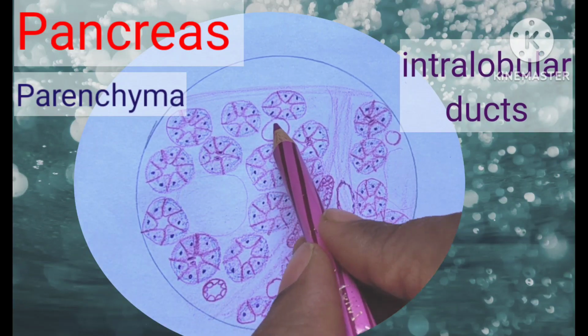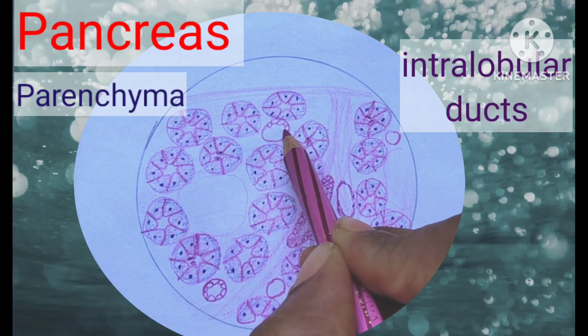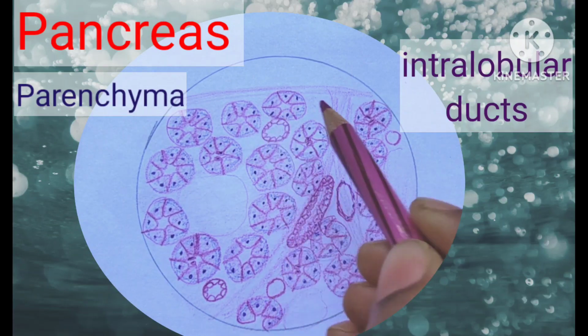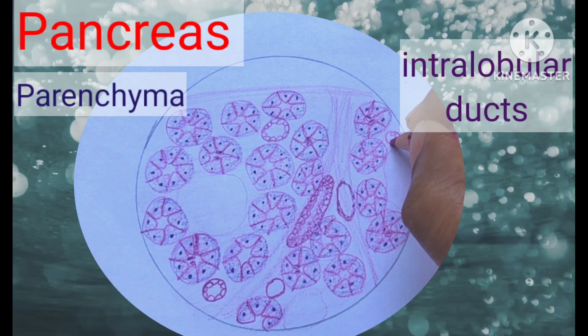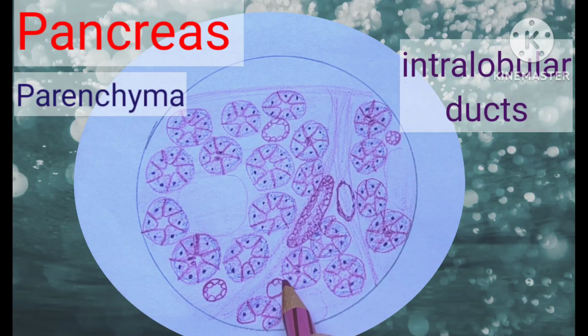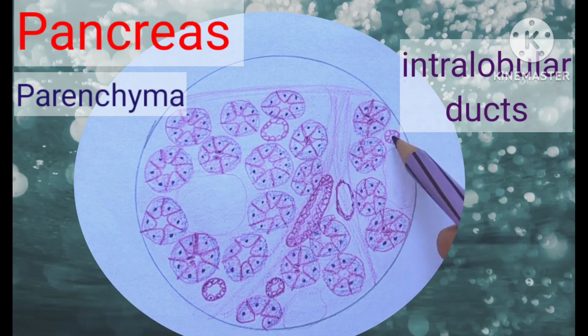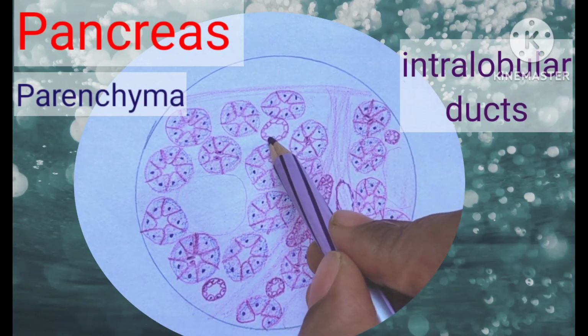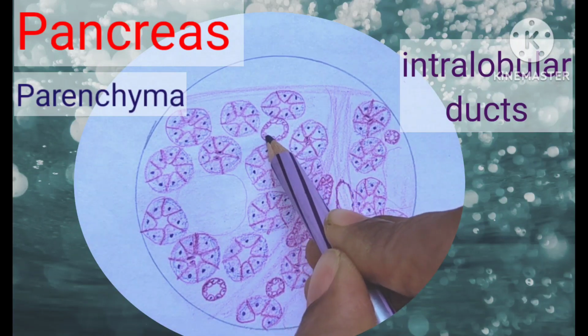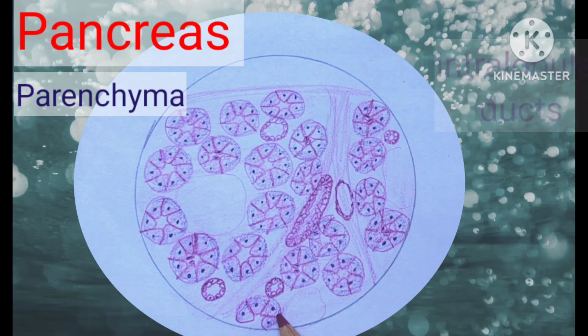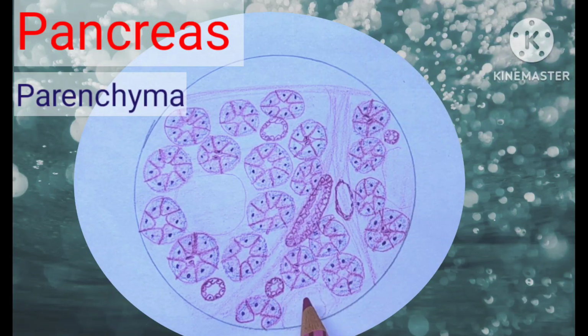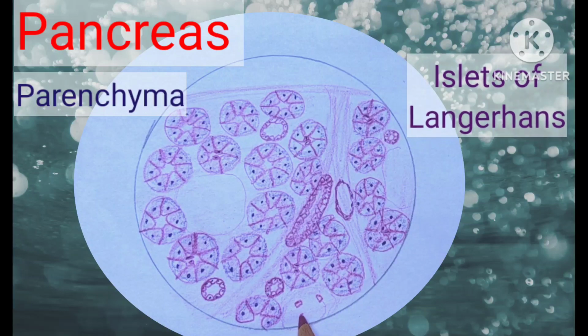Then coming to the duct system, in the intralobular duct you have only the intercalated duct. They start with squamous and then low cuboidal cells. There is no striated duct in the pancreas. So striated ducts are absent compared to the serous gland, where we have striated ducts. Here we don't have striated ducts. So the intercalated duct directly drains into the interlobular duct. So these are the exocrine parts of the pancreas.